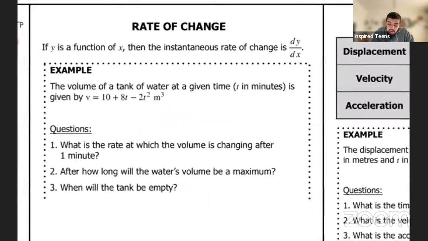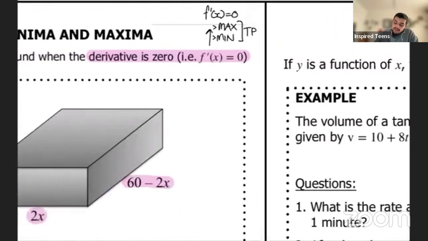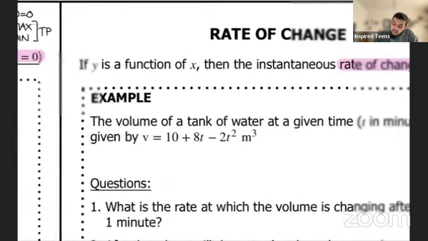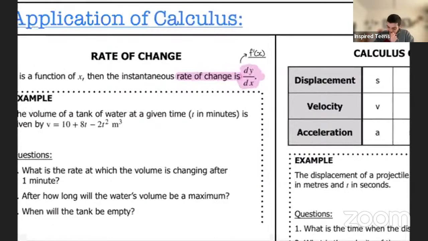Okay, so rate of change. If y is a function of x, then the instantaneous rate of change is dy dx. So this is also the next important thing. The thing we need to understand is that rate of change is derivative. So how do you find the rate of change? You derive it. Okay, so unlike maximum, where maximum is first derivative equal to 0, rate of change is just the first derivative. If you want to find the instantaneous rate of change, you derive it.